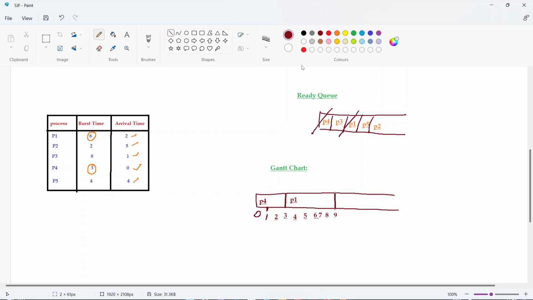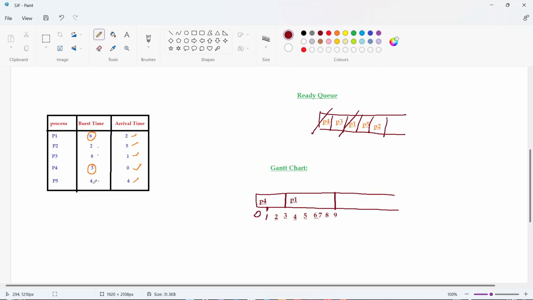Now which process should be selected among P3, P5 and P2? P1 and P4 have completed their execution. We have P3, P5 and P2. So whichever process among P3, P5 and P2 requires less time, that has to be selected.